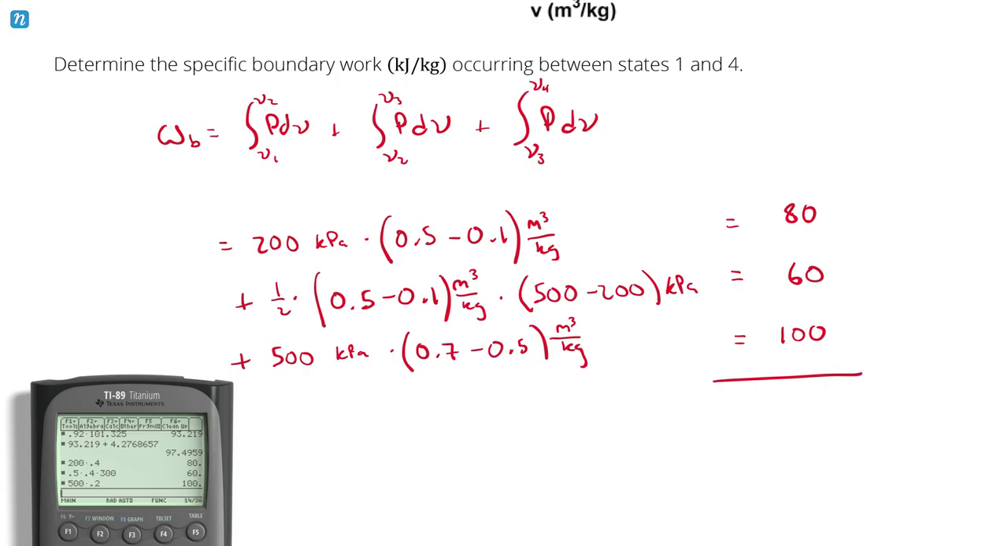Don't want to get into the habit of doing mental math because inevitably I'm going to screw something up. So let's do 80 plus 60 plus 100. That's 240. Awesome. Score one for mental math. Although I guess I did do mental math over here too. It's probably fine. Let's just ignore the problem and it'll go away. Surely. So I have 240.